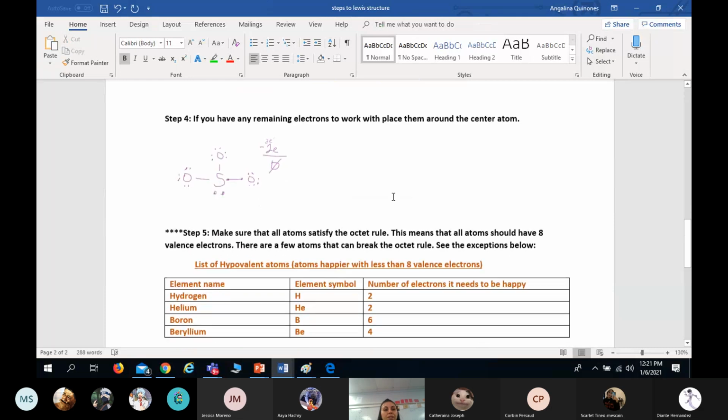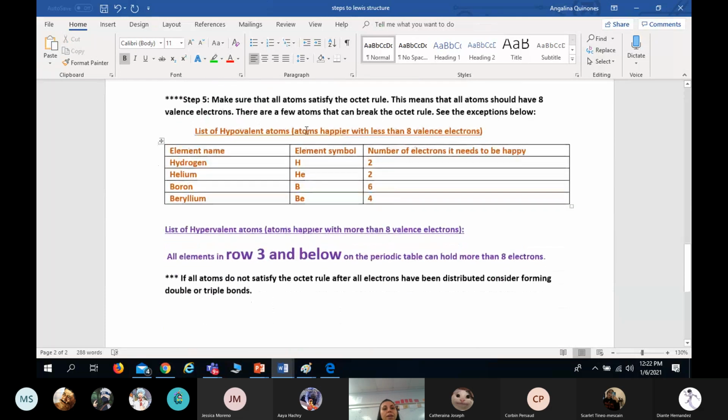All right, now step 5. Step 5 says to make sure that all atoms satisfy the octet rule. This means that all atoms should have 8 valence electrons. There are a few atoms that can break the octet rule. So there are some atoms, we call them hypovalent. So I'm going to highlight this.